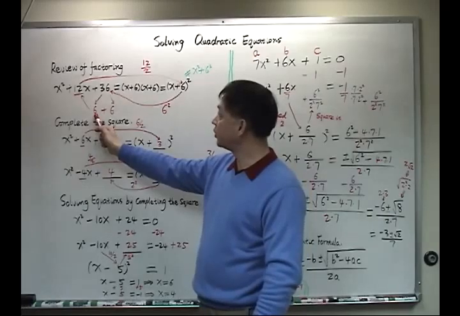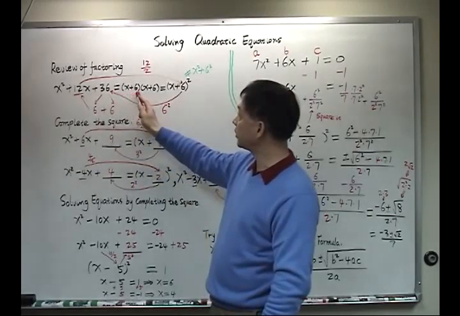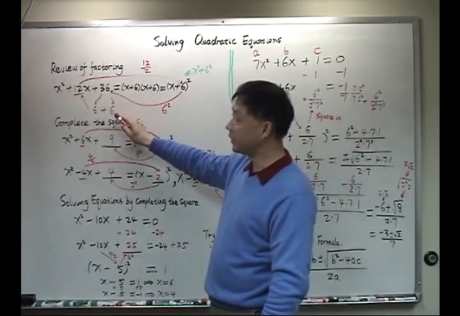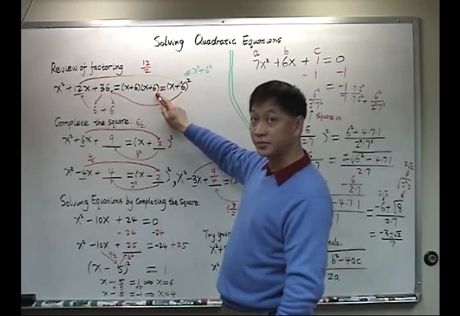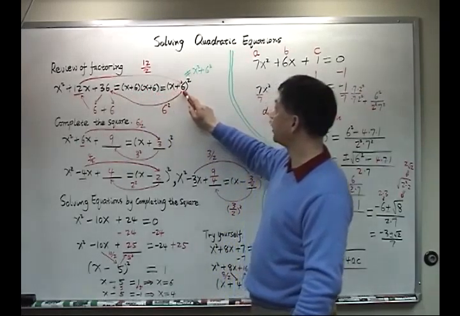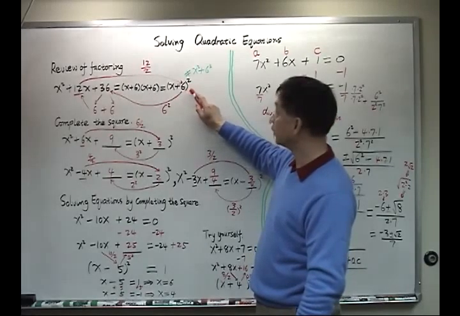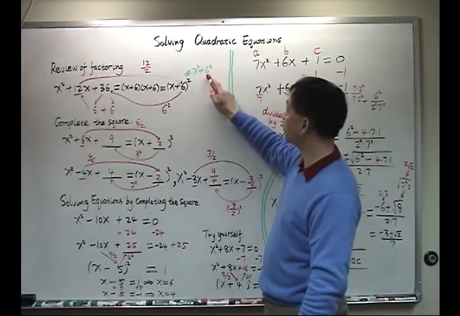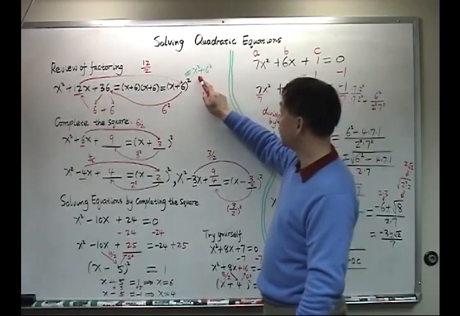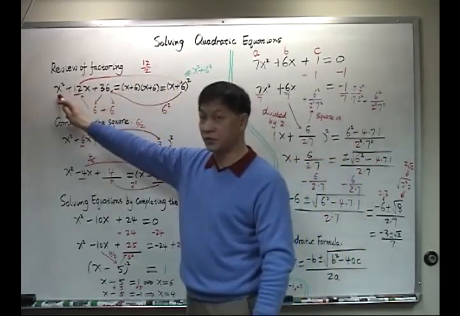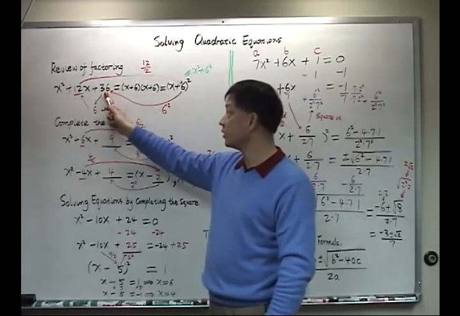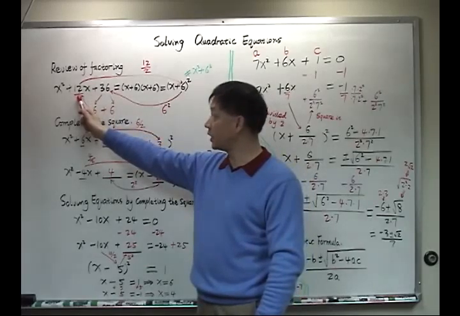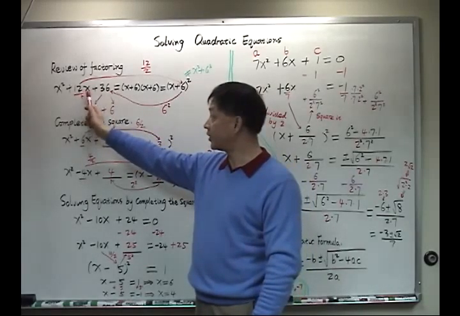Now, since we have a 6, here we have x plus 6. And since we have another 6, here we have x plus 6 again. x plus 6 times x plus 6 is actually x plus 6 squared, which is not x squared plus 6 squared. We know x squared is that. 6 squared is 36. So you know there is a middle term 12x over there.